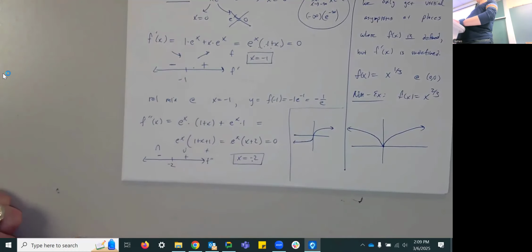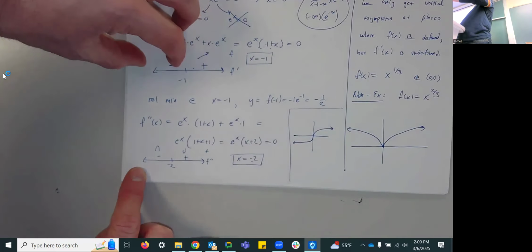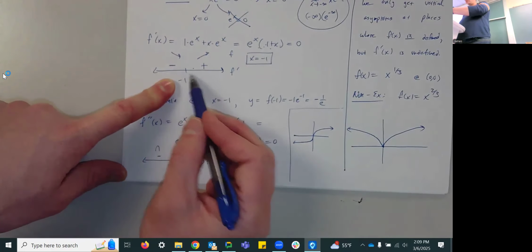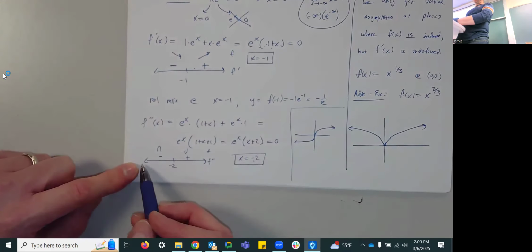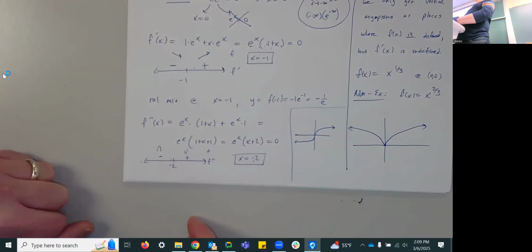I don't think I'm going to write the intervals where it's concave up. I think you can write the intervals, right? It's decreasing from -3 to -1, increasing from -1 to infinity. Concave down, -3 to -2. Concave up, -2 to infinity. Let's try to graph.